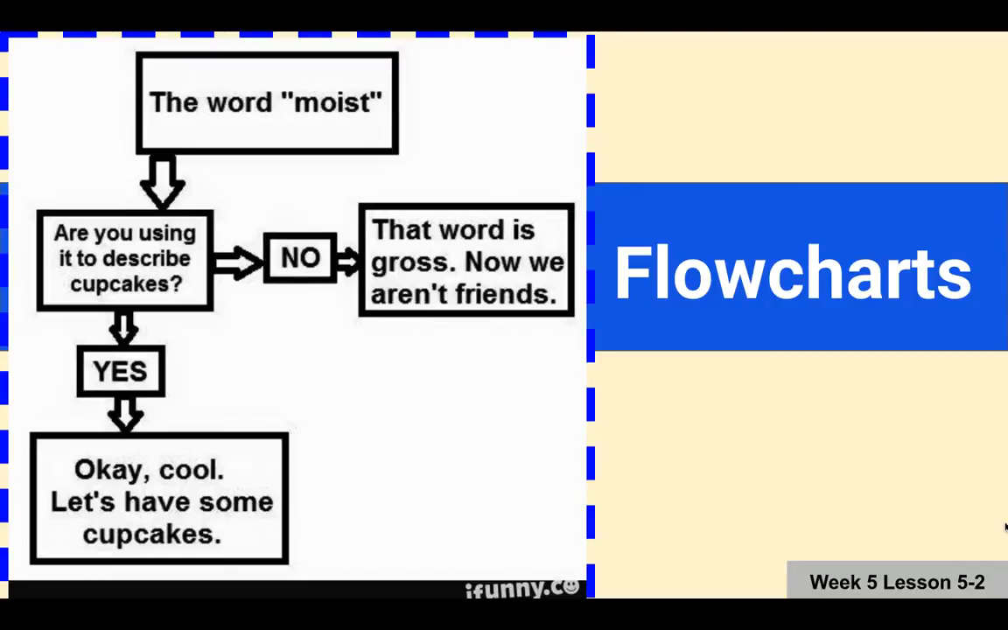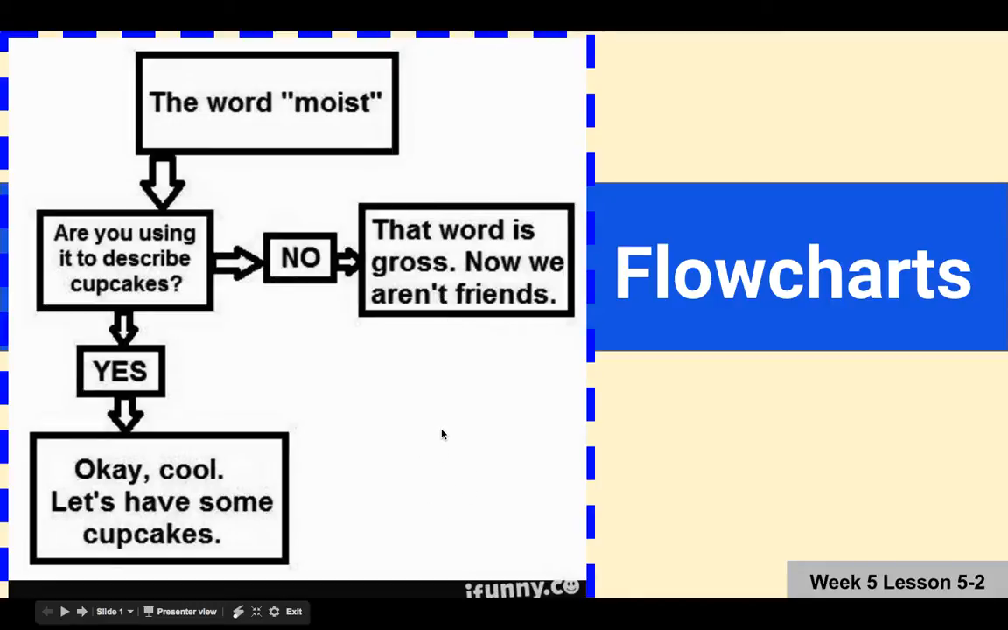Week 5. And to illustrate what a flowchart is, I found this on iFunny, and it made me laugh because my son despises the word moist. And apparently there are more people like him in this world. So this one says the word moist, and it flows into, are you using it to describe cupcakes? And if you say yes, then they say, oh cool, let's have some cupcakes, because moist cake is delicious, I think. And if it's no, then they say that word is gross, now we aren't friends.